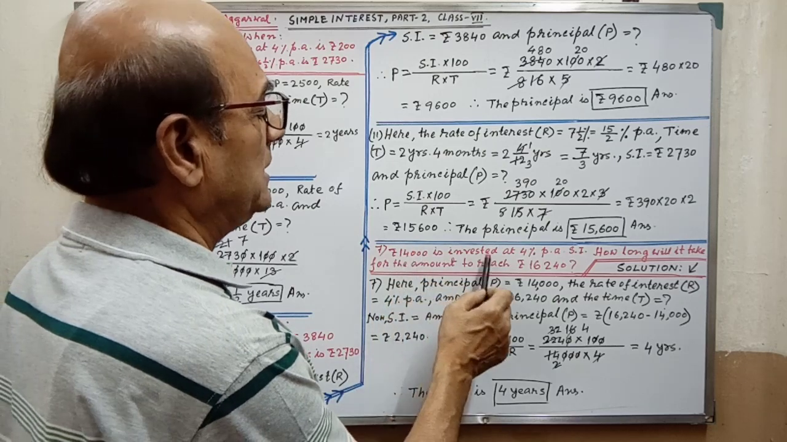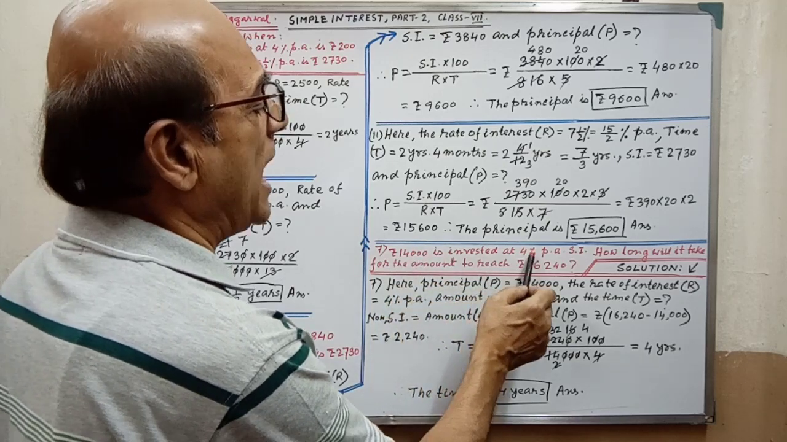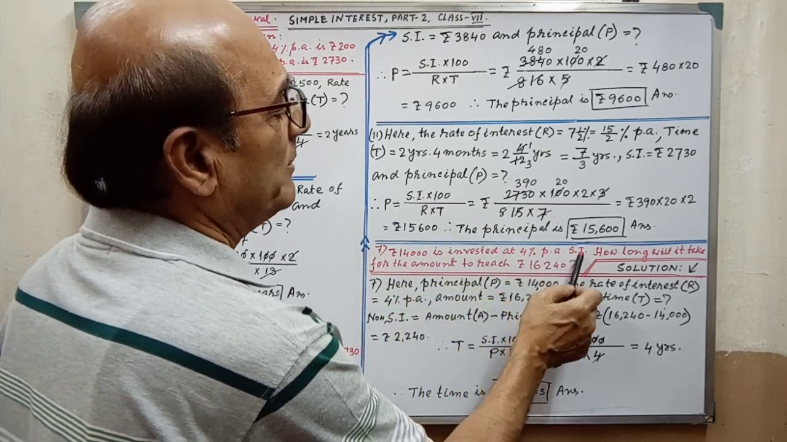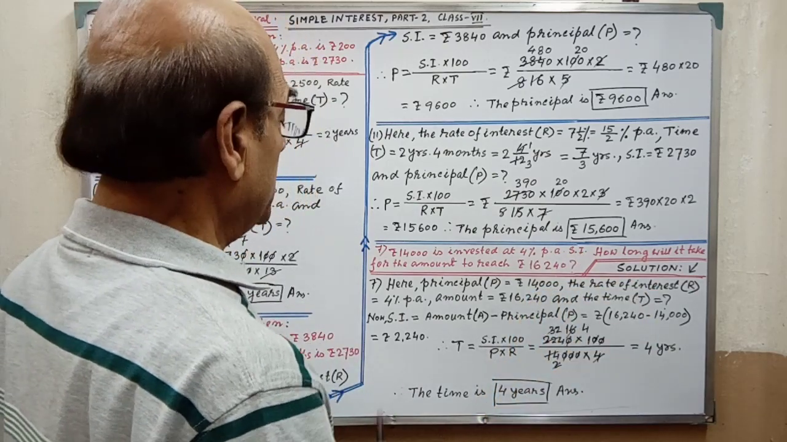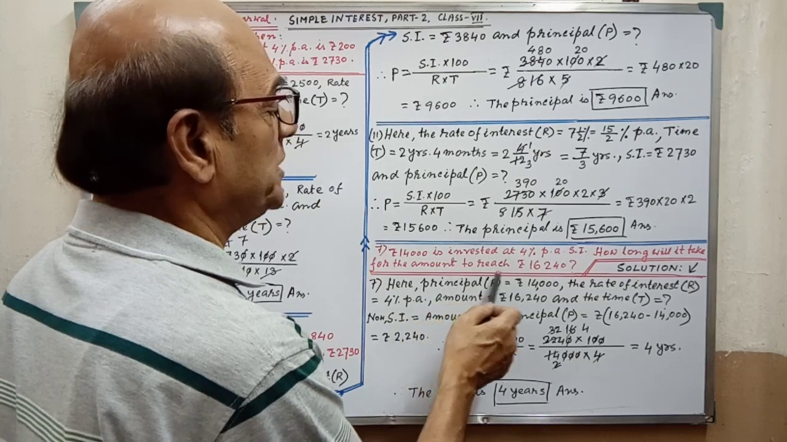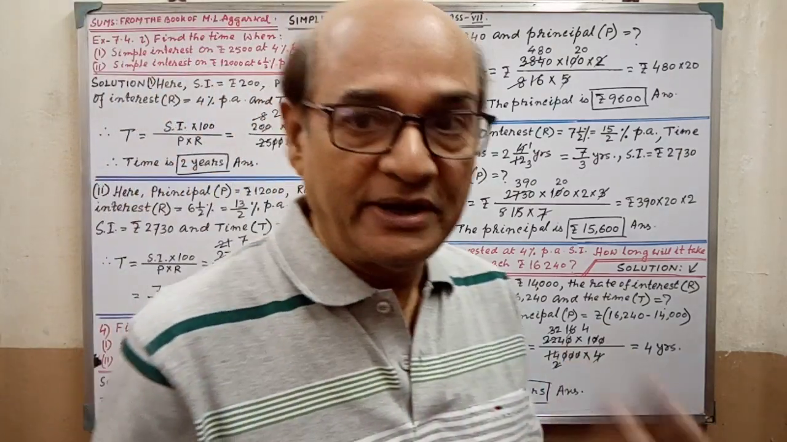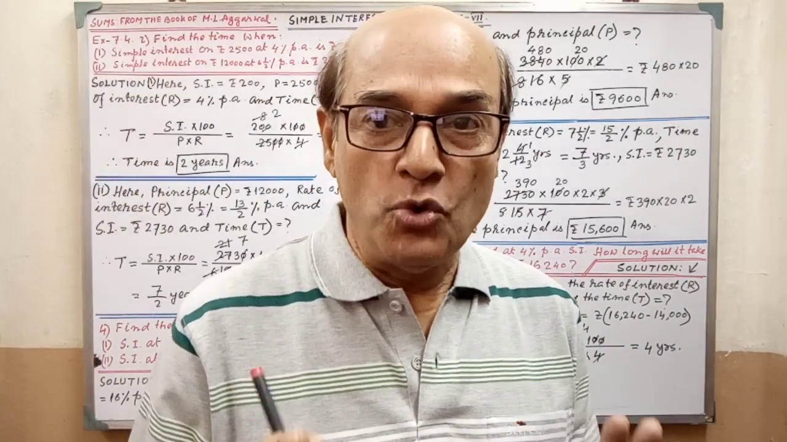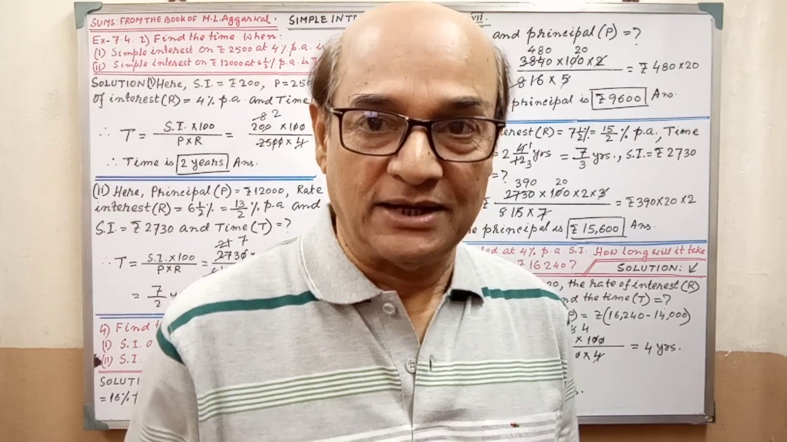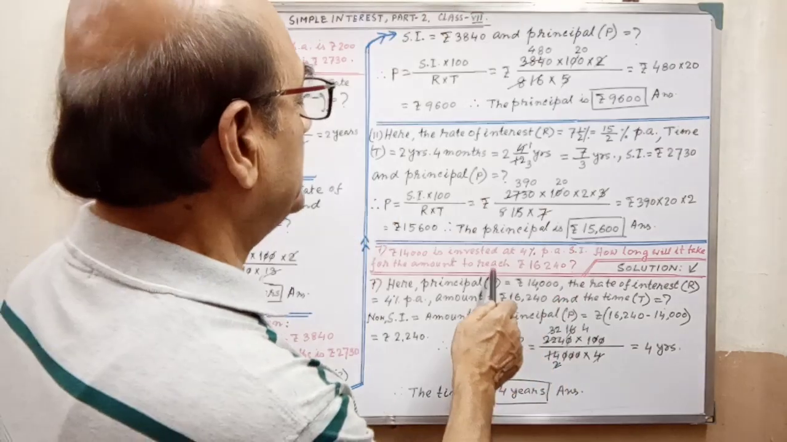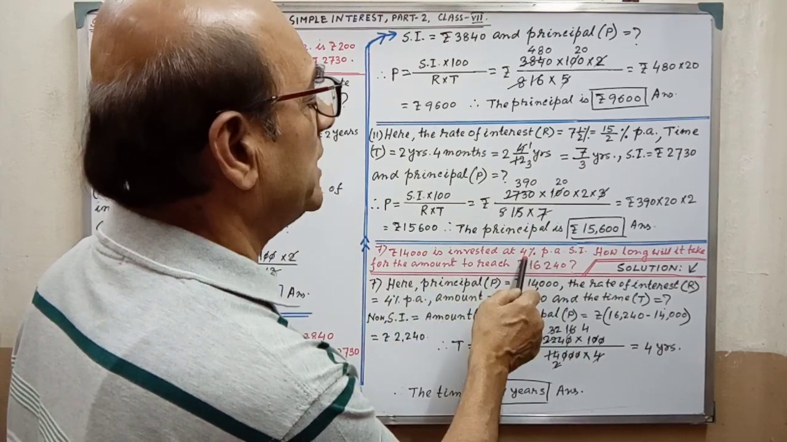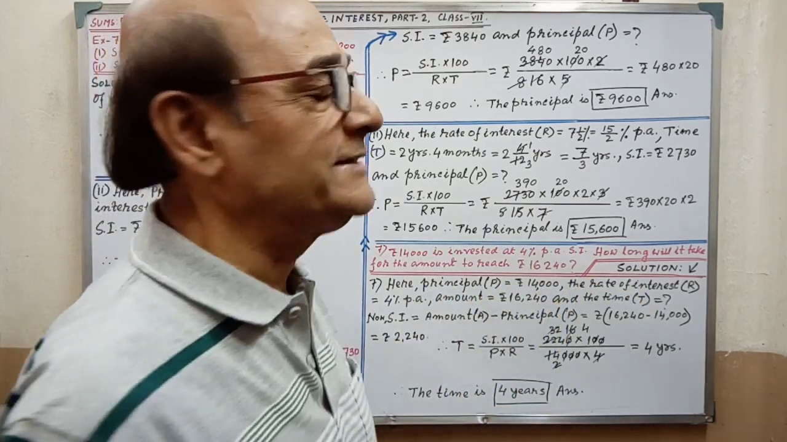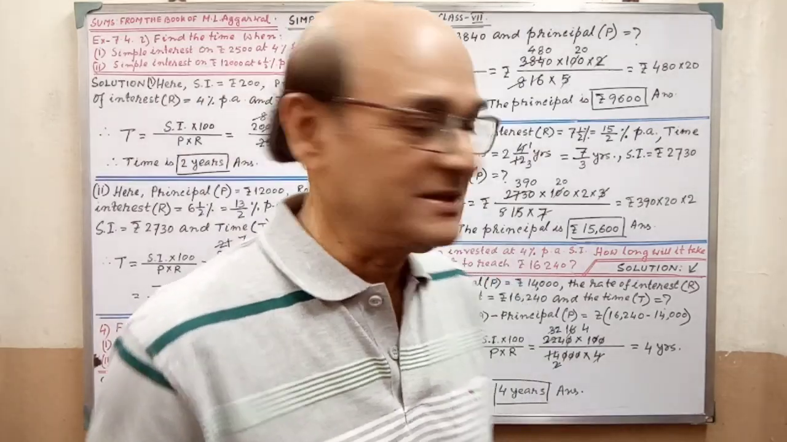sum number 7. Money is invested at 4% per annum SI. How long will it take for the amount to reach this? After reading the problem you have to understand the terms. Here, reach the amount: this is the amount, this the principal, and this the rate of interest. How long will it take? That means time is required.